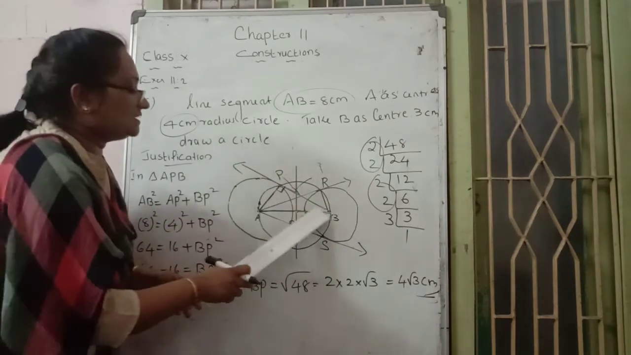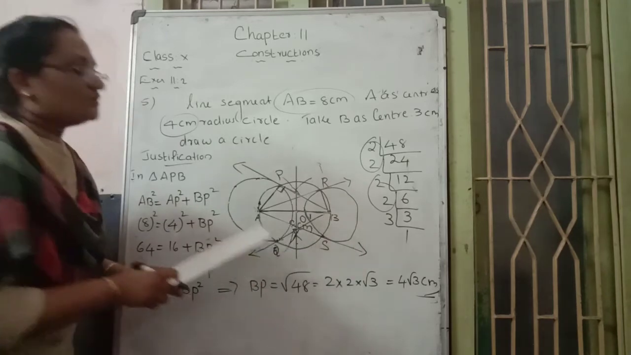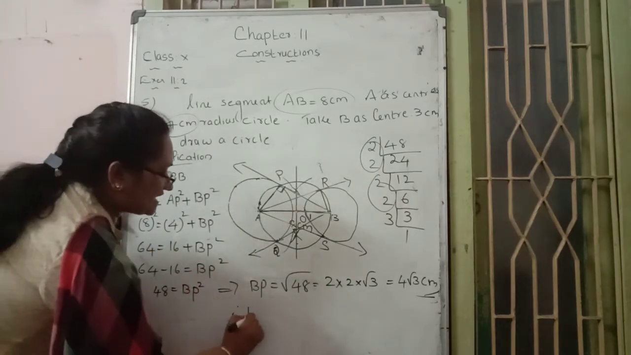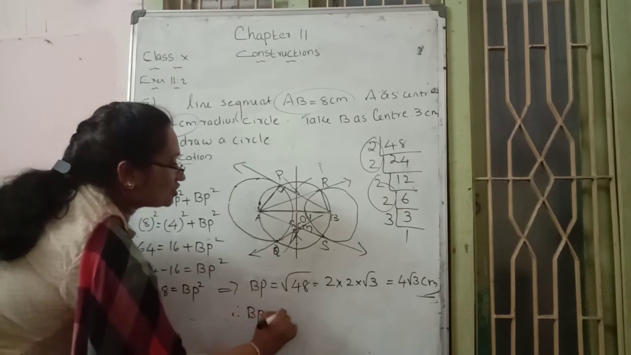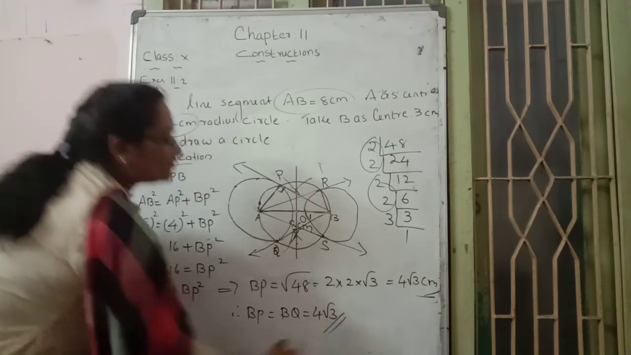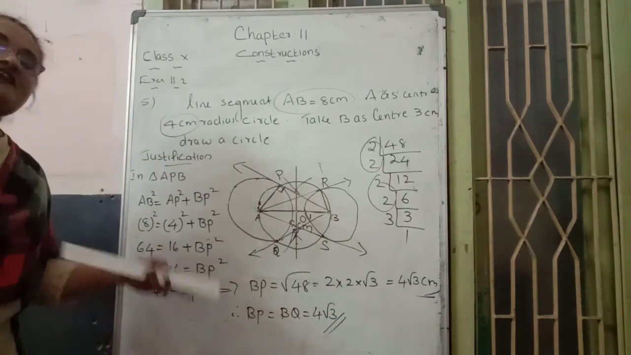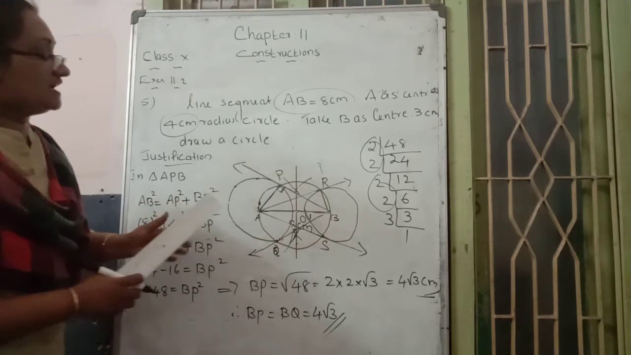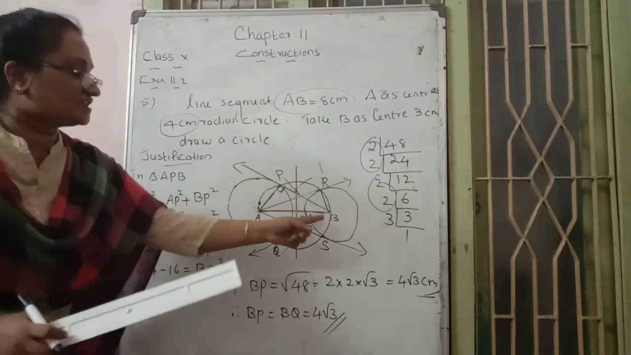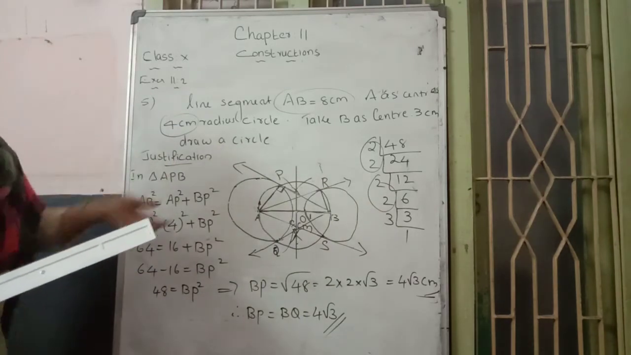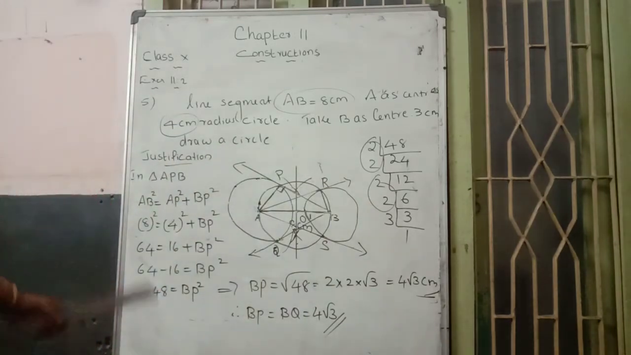Which tangent? BP. In the same way, we can say BQ is also the same. So therefore we can say BP is equal to BQ. Both of the measurements become how much? 4 root 3. I hope you can understand. That is the case for these two tangents. In the same way, for this 3 centimeter circle, we also want to justify the tangent case.